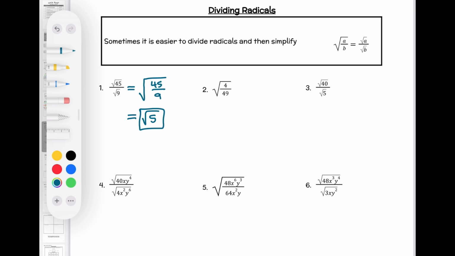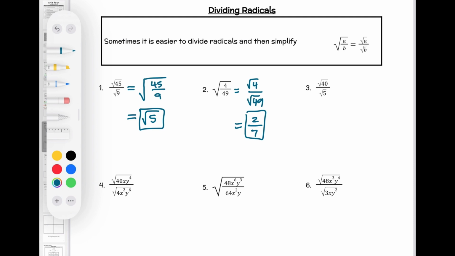All right, so looking at this next one, 4 over 49 is not a pretty number. It's not going to simplify to anything that helps us out, but I do recognize that 4 and 49 are both perfect squares. So we're going to go ahead and split this. We're going to make it the square root of 4 over the square root of 49. Since those are both perfect squares, we can take the square root of 4, which is 2, over the square root of 49, which is 7. We can't simplify that any further, so that's our answer.